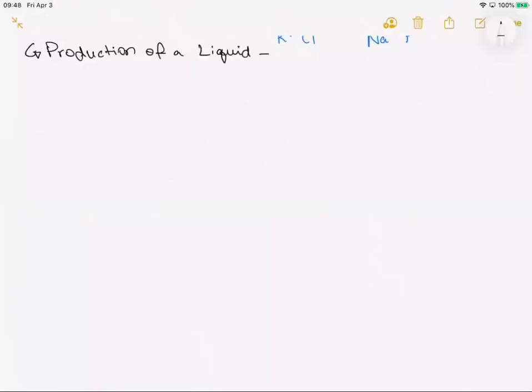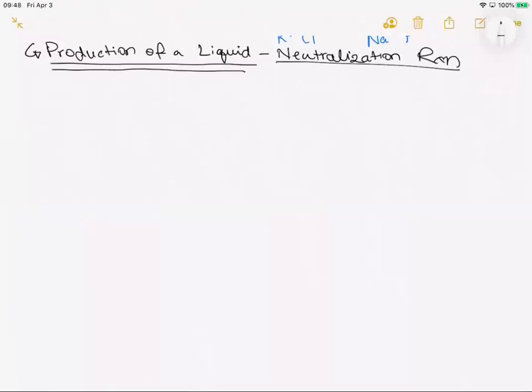This is going to be neutralization. So you're always going to see an acid and a base reacting. So HCl, aqueous. What makes this an acid? This hydrogen.